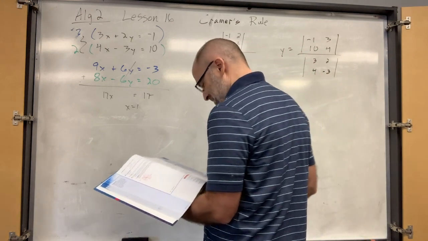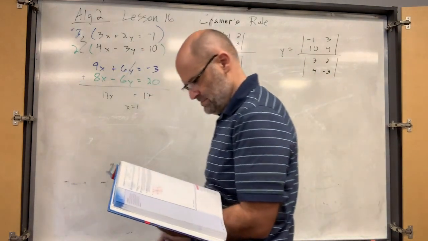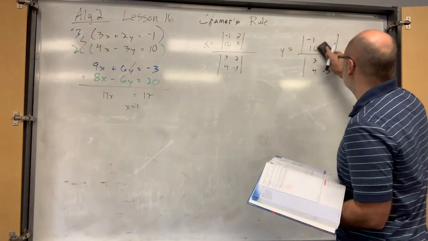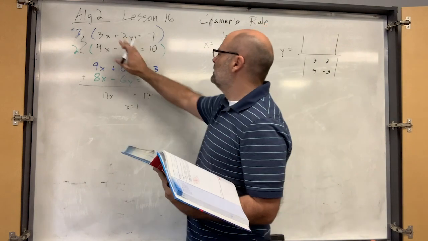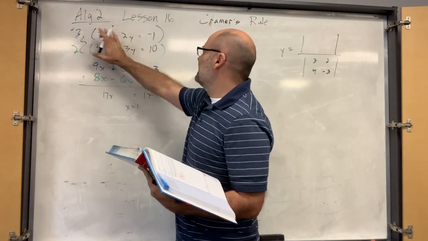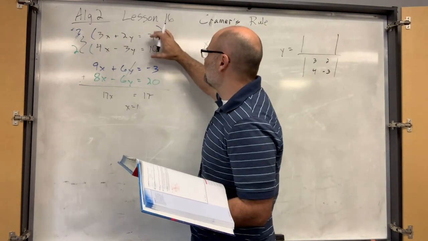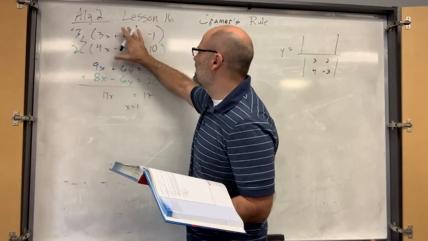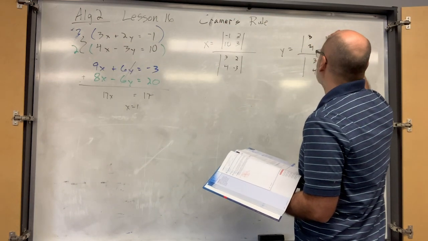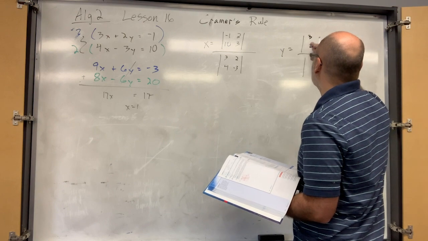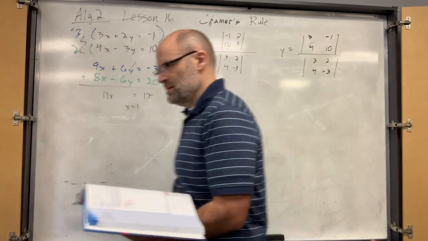No. Darn it. Sorry. This is not reversed, but the x is. I don't know why. Okay, so when you're doing the x, it's this column first. But when you're doing the y's, it's just how it's written: 3, 4, negative 1, and 10. How do I remember this?